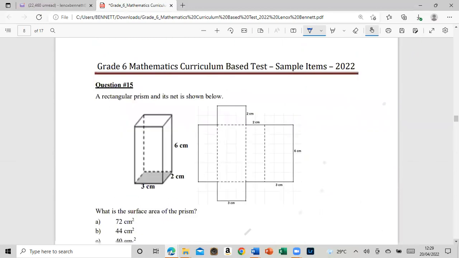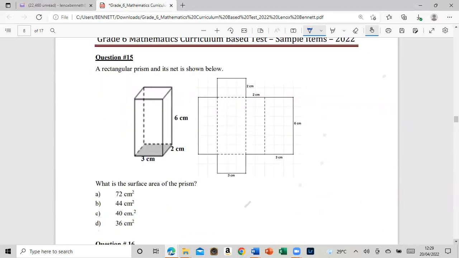All right. A rectangular prism and its net is shown below. What is the surface area of the prism? Oh my God, this is tough for some students. However, they break it down in areas. This is an awesome question. All right, so we're going to find the area for each face.